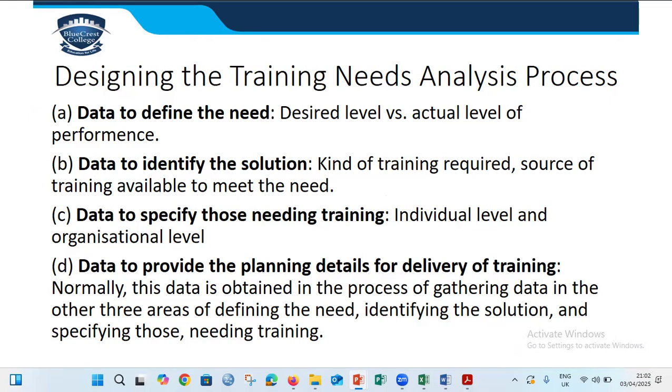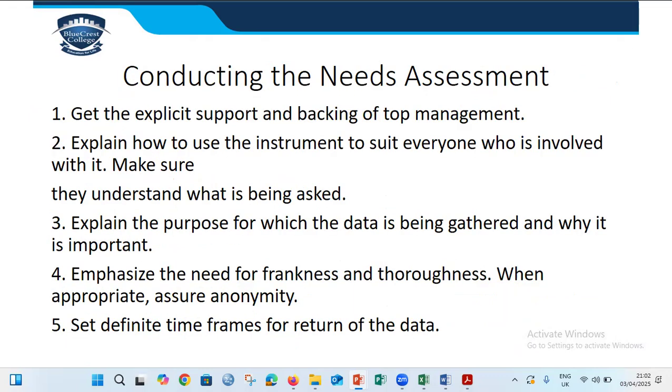Then you also need data to provide the planning details for delivery of training. And normally this data is obtained in the process of gathering data, okay, in the first 3 areas. So whilst you are defining the needs and identifying the solution or specifying those who require the training, then you are also gathering data to provide the planning details for delivery of the training. Okay, so whilst you are putting together the first 3, then you are also getting information for the last one.